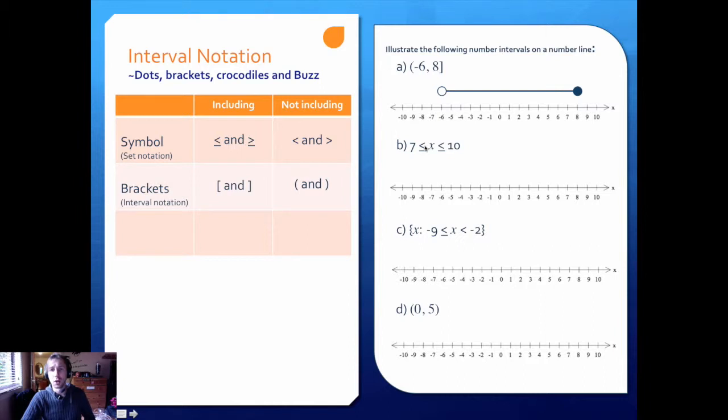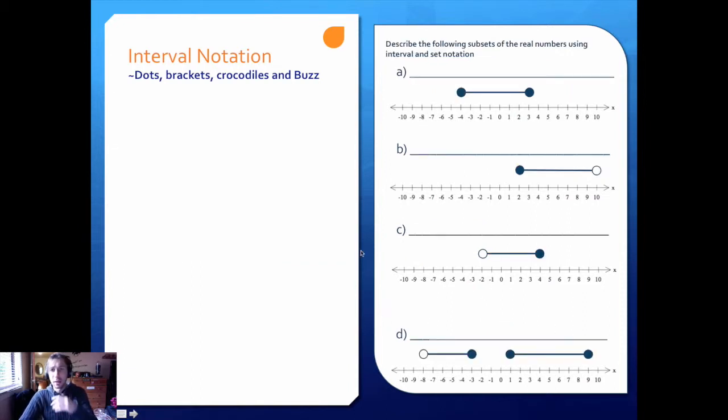Alright, this one here, x is greater than or equal to 7, but less than or equal to 10, so therefore of course it's going to start at 7, go all the way to 10, and they're both going to be coloured in dots because you've got the equal to sign there. Now if we have a look at this one, x is greater than or equal to negative 9, but less than negative 2. So it's going to start at negative 9 with, of course, a coloured in dot, and it's going to go all the way to negative 2 with an empty dot. So let's have a look. Negative 9 to negative 2, coloured and empty. And this one, of course, from 0 to 5, both round brackets, so therefore they're both empty dots, 0 to 5. Excellent.